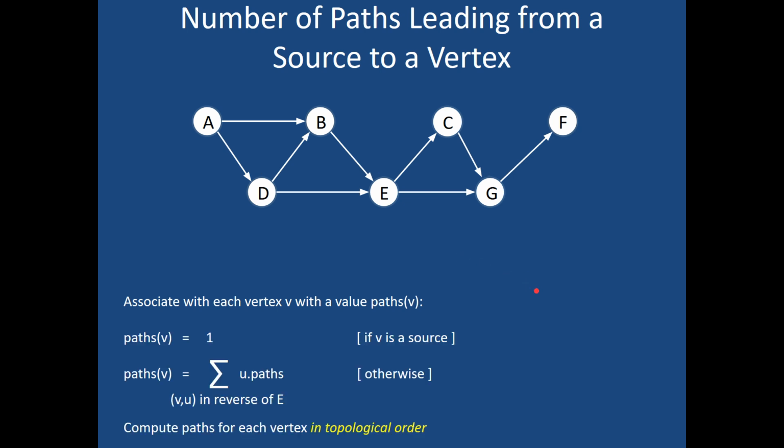So this is the thing. If B is a source, the answer is 1. And otherwise, it's the sum of the answer you calculated for all the predecessors. So it's just a loop. You just loop over the predecessors and add up paths of B for each of those. So this is not recursive. It's just a lookup. We just look up the number of paths that we had previously calculated, and we know it's been previously calculated because we're doing it in topological order. That's the magic of the sort.